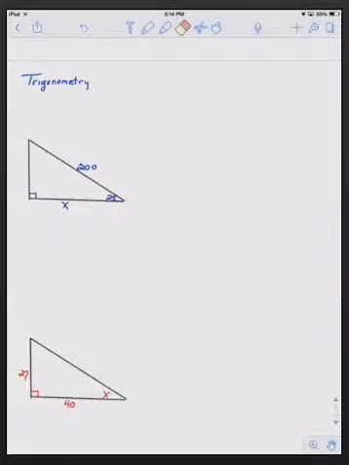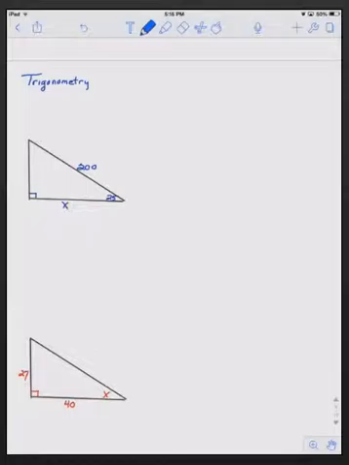Okay, we're going to go over a couple of trigonometry problems for the exam. There's two types of problems that we're talking about. One where we're looking for the length of a side, and the other one where we're looking for the measure of an angle, one of the acute angles. So we'll get started with the first problem.